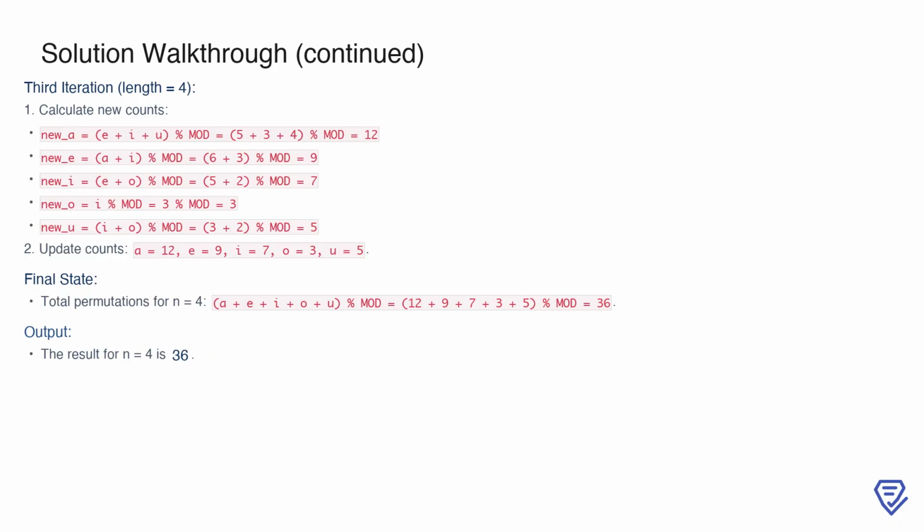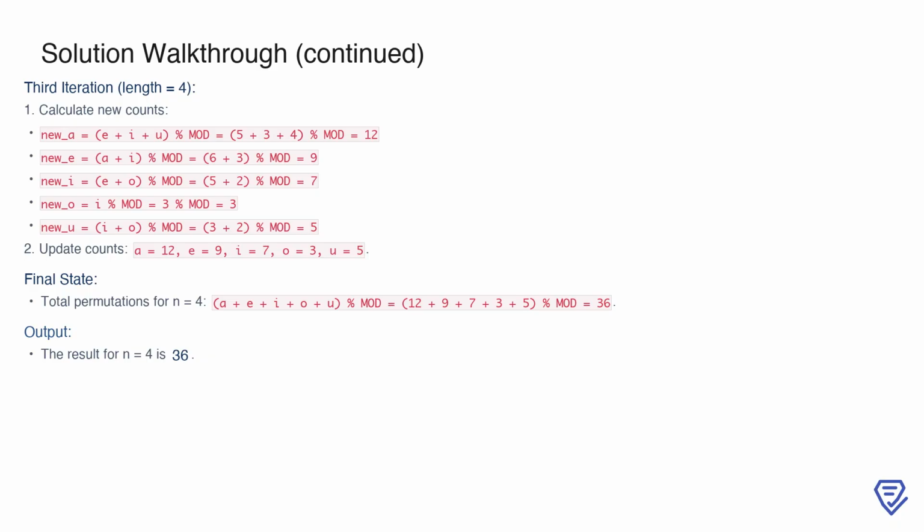New_e is the sum of a and i, which equals 9. New_i is the sum of e and o, giving 7. New_o is simply i, so it equals 3. New_u is the sum of i and o, which equals 5.